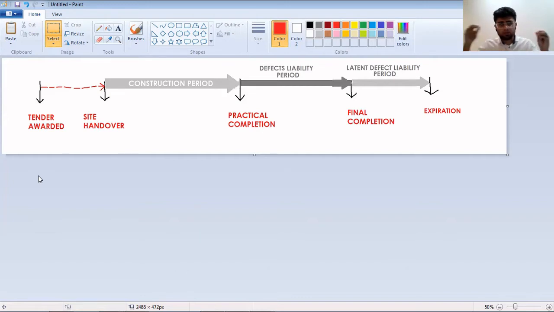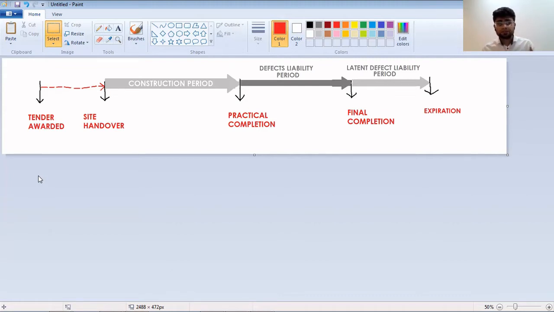So I tried to draw it along a straight line to show you that it's more or less a linear process. So the tender is awarded. The tender, how you're getting work. You have now selected the contractor. Everyone's happy with this contractor. They are now going to be doing your project. They're going to be constructing your building.